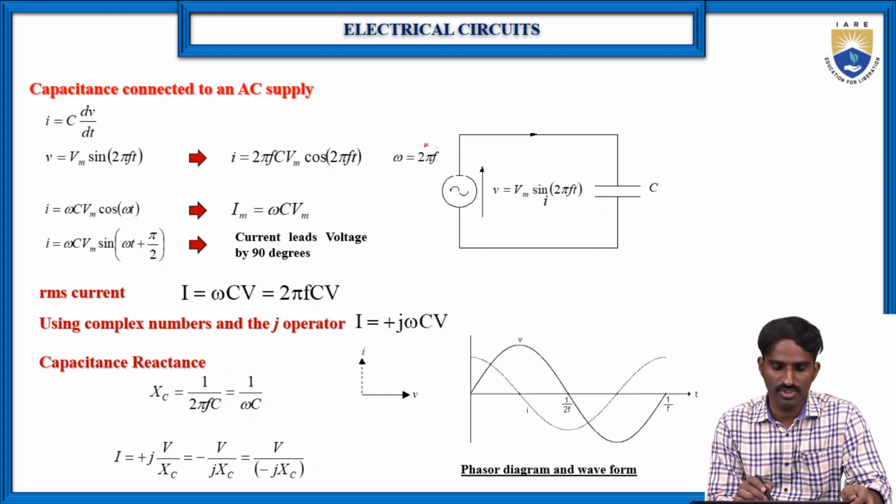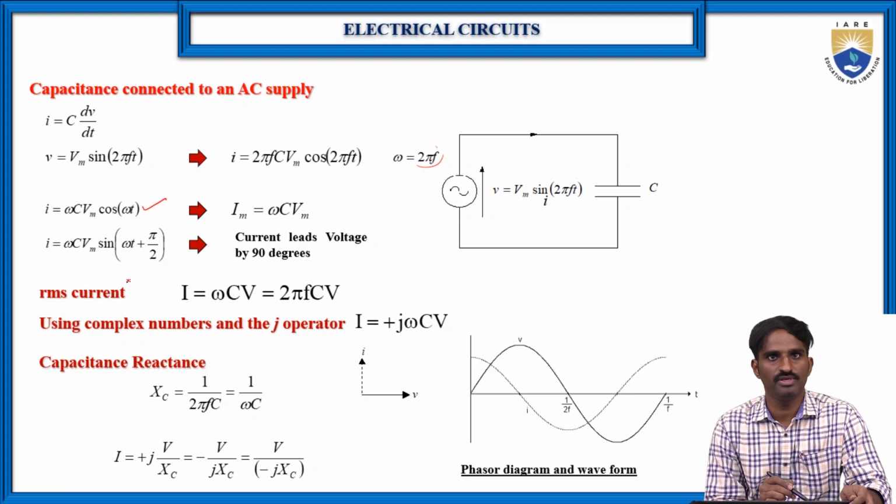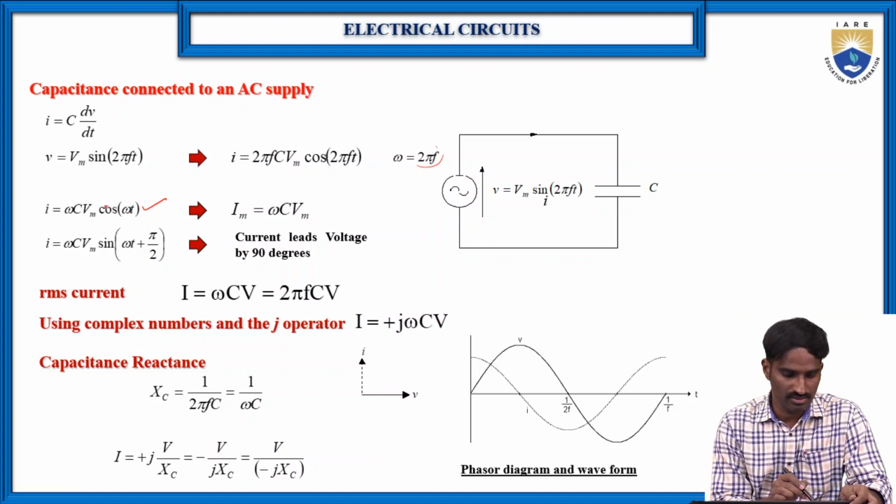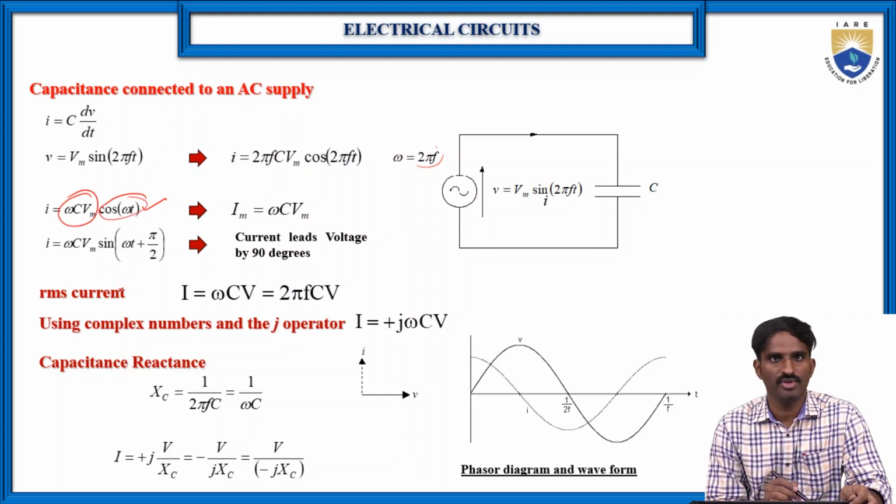So we can replace here the 2 pi ft as omega, then this equation will become I is equal to omega c Vm cos omega t. Okay, so this one we can write as omega c into Vm, Im, because just put aside this cos omega t. So this term we can make it as Im.